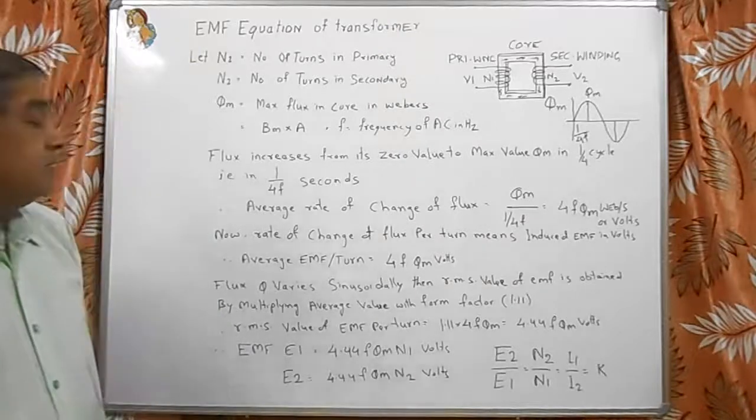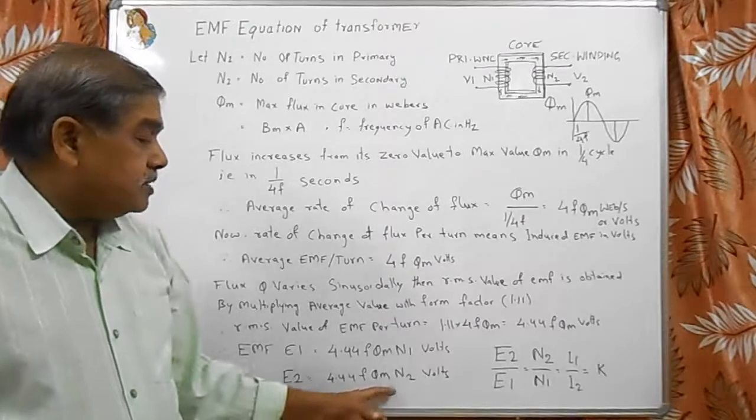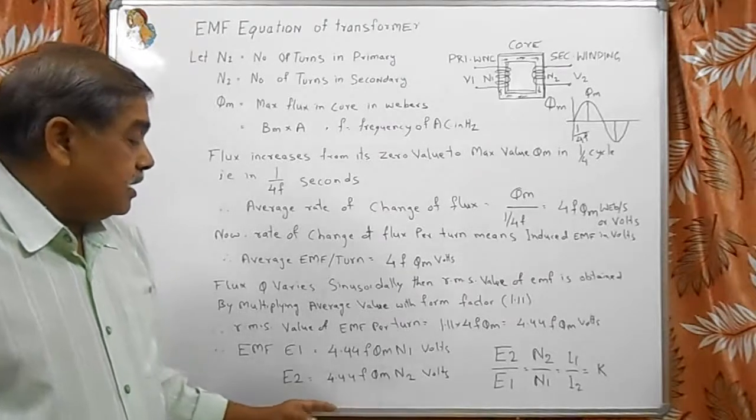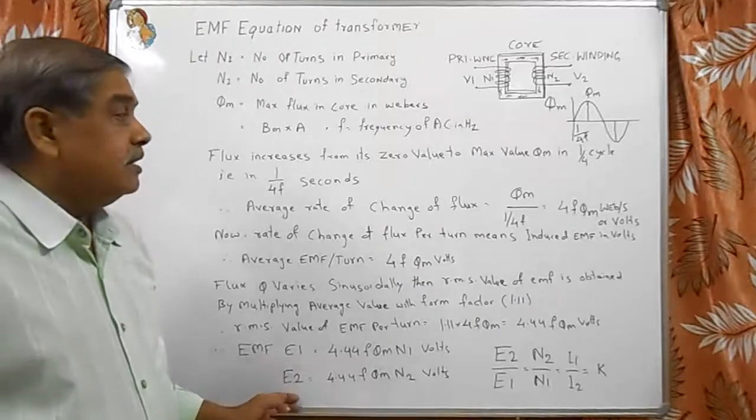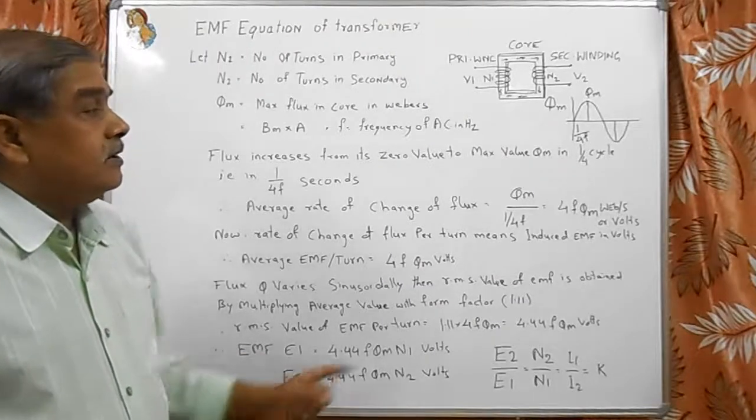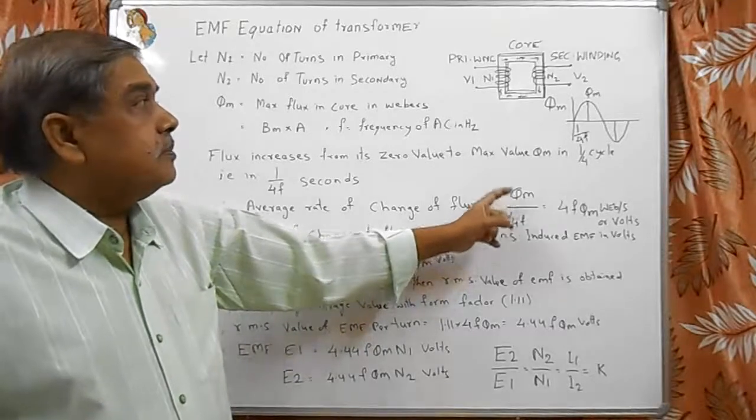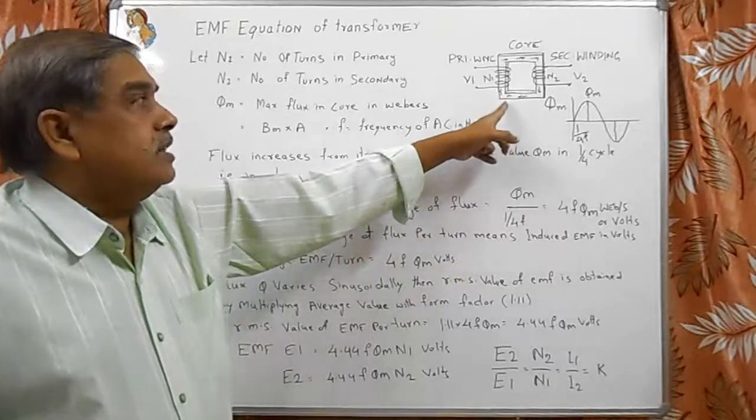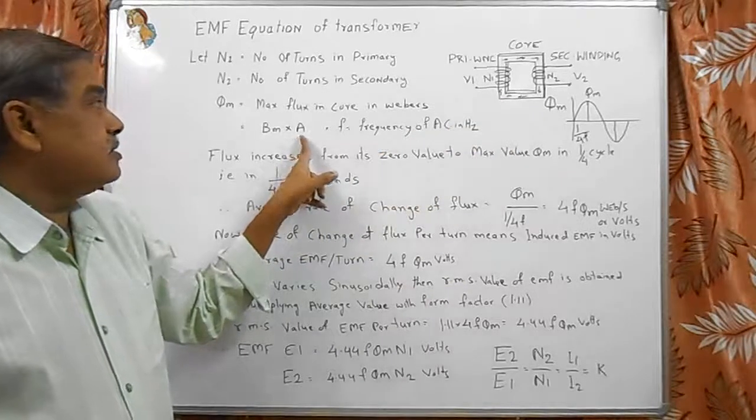And in this way, this is a very important equation for finding out the number of turns in the primary and secondary winding, or the EMF of the primary and secondary winding. The main item we need is flux, the value of flux phi max, and the value of phi max will depend upon the area of the core, the cross section of the core. Area of cross section of the core is A.